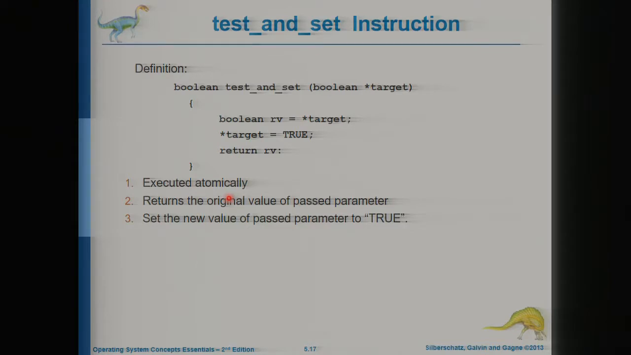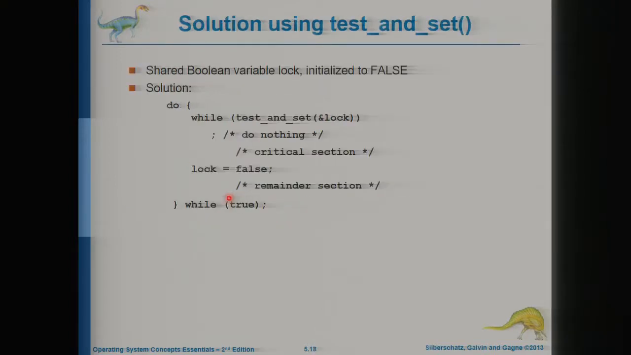So this is executed atomically. This method is executed without any interrupt, and it always returns the original value passed to the parameter and sets the value of the parameter to true. So how is this used? Here we have a shared Boolean variable lock initialized to false.